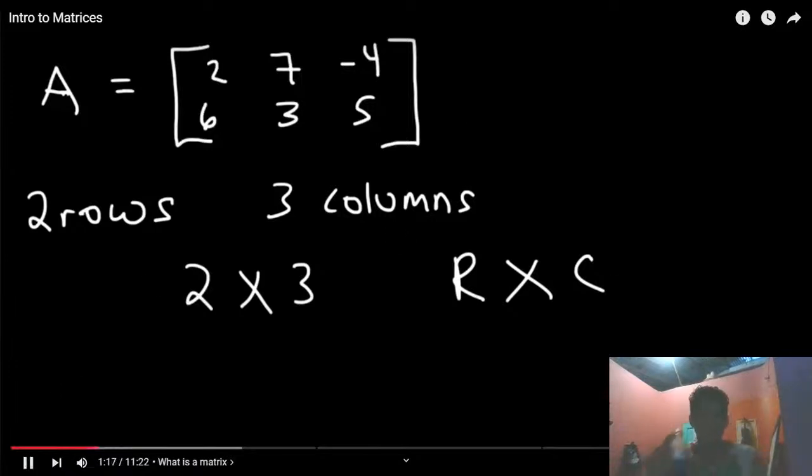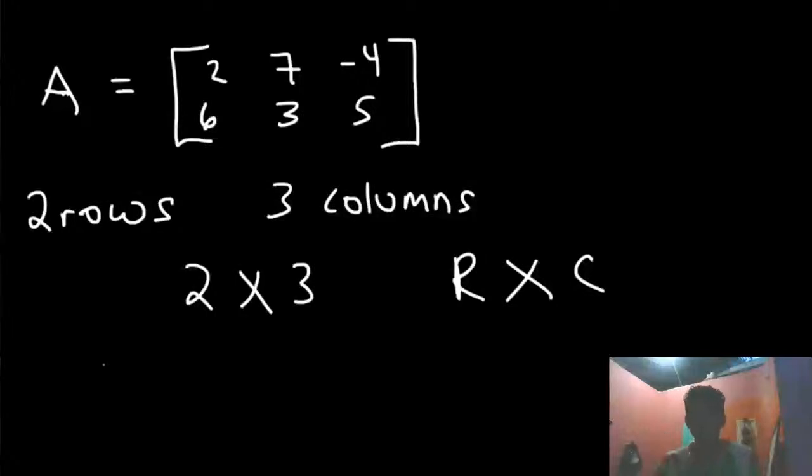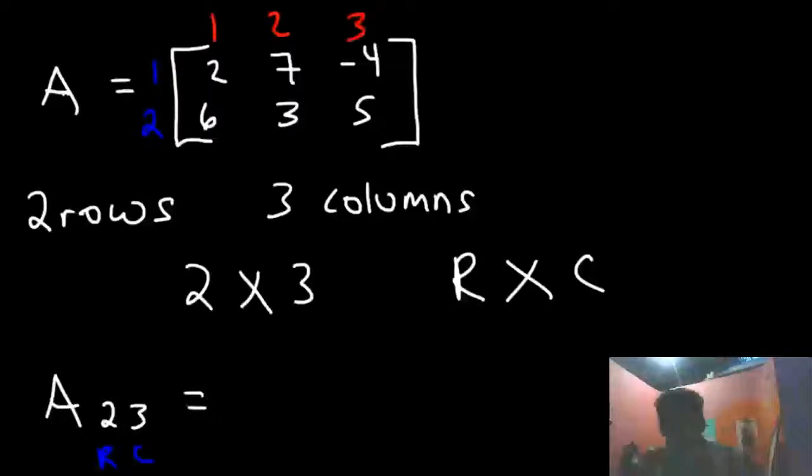Now, you need to be able to identify a specific element in a matrix. For example, what is element 2, 3? Sometimes it can be written as just element A23. So this is in matrix A, and the first number represents the row. The second number is the column. So this is the first row, this is the second row. This is the first column, second column, third column. So this element, number 5, is in the second row, third column. So element A23 has a value of 5.